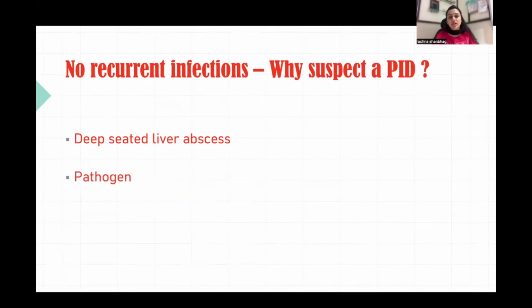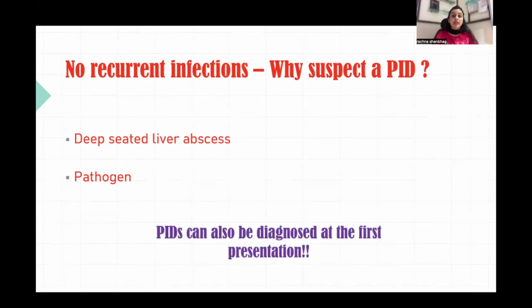In immunocompetent individuals, whenever they have a liver abscess, often the organisms involved are enteric organisms, whereas in CGD patients, we see multiloculated abscess with caseous material, and the most common organism isolated in CGD patients in liver abscess is Staphylococcus aureus. Therefore, highlighting the message that PIDs can also be diagnosed right at the first presentation. What we need to do is understand the pattern of presentation and suspect these children to have underlying immunodeficiency.